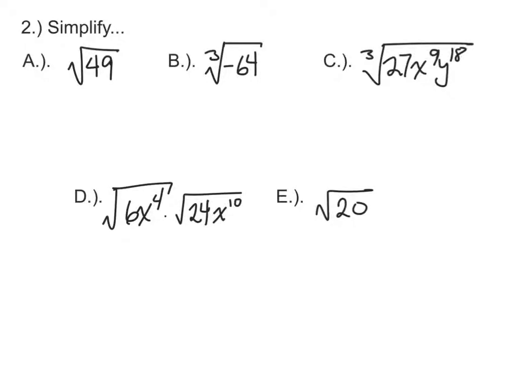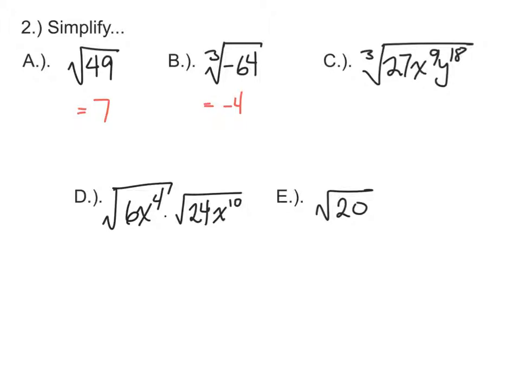In problem 2, we have to simplify all these radical expressions, assuming all variables are positive. Some of them are as easy as calculating, but others take a little bit more work. For instance, square root of 49, we should just know that as being 7. With the cubed root of negative 64, we've run into that quite a few times as well, and we should know it to be negative 4.